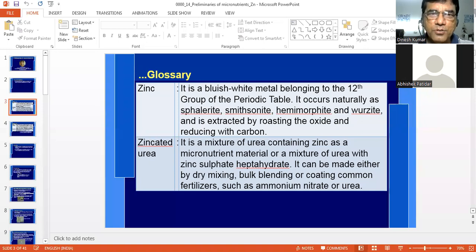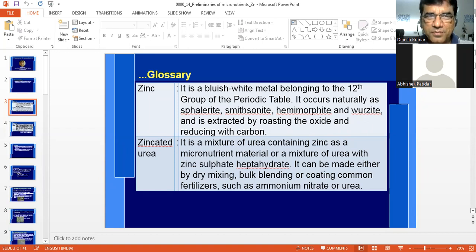My dear students, you should know that any fertilizer material which is to be sold in India or in the country should be registered in the Fertilizer Control Order. If it is not registered in the Fertilizer Control Order, you will not get a license to produce or to sell it in India. So zincated urea is there in the Fertilizer Control Order 1985. So according to the Fertilizer Control Order, what should be the minimum content of zinc in zincated urea?